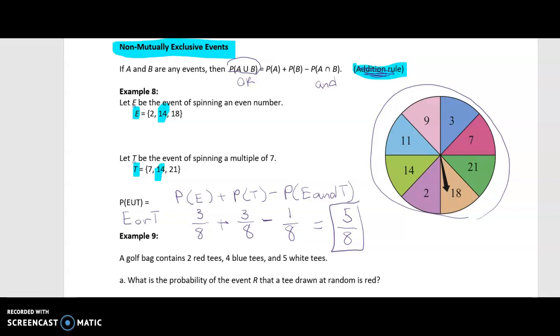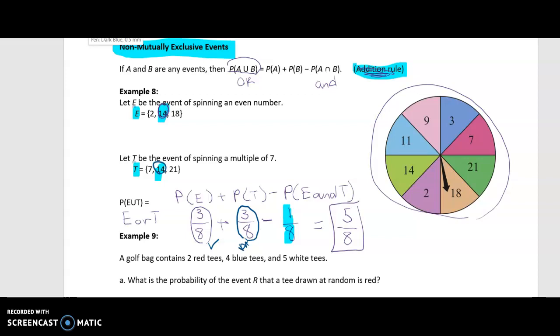Some of you may ask, why did I have to subtract this 1/8? Well, the number 14 is accounted for in the 3/8 for the probability of an even. The number 14 is accounted for again in the 3/8 representing the probability of a multiple of 7. So because it's accounted for in both places, it's counting more than we actually want it to. So by taking away 1/8, we're making sure that the number 14 is only accounted for in one of the probabilities.